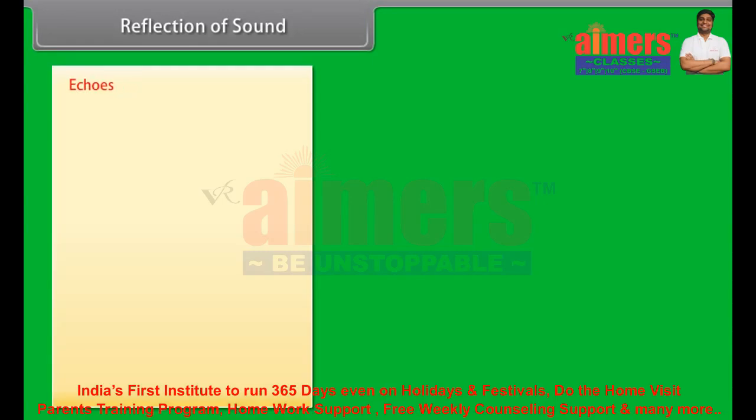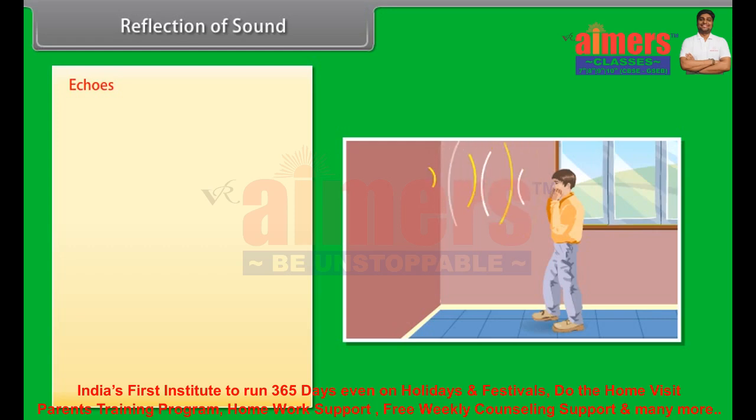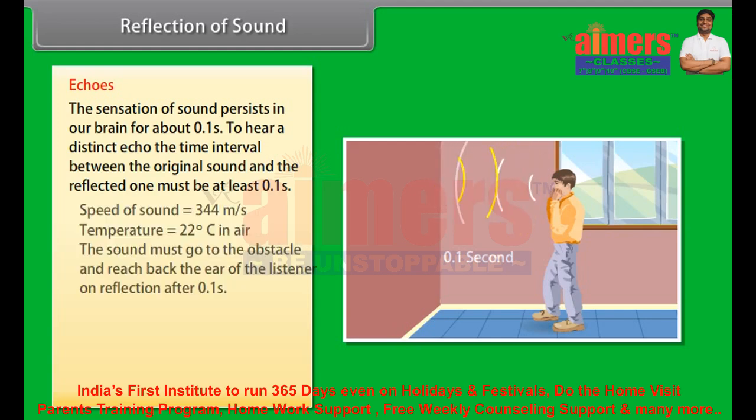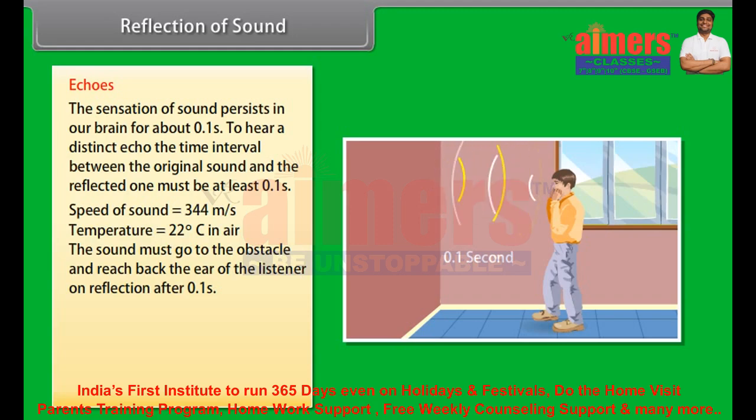Echoes are produced by the reflection of sounds from such surfaces. The sensation of sound persists in our brain for about 0.1 second. To hear a distinct echo, the time interval between the original sound and the reflected one must be at least 0.1 second. If we take the speed of sound to be 344 meters per second at a given temperature, say 22 degrees Celsius in air, the sound must go back to the obstacle and reach the ear of the listener on reflection after 0.1 second.